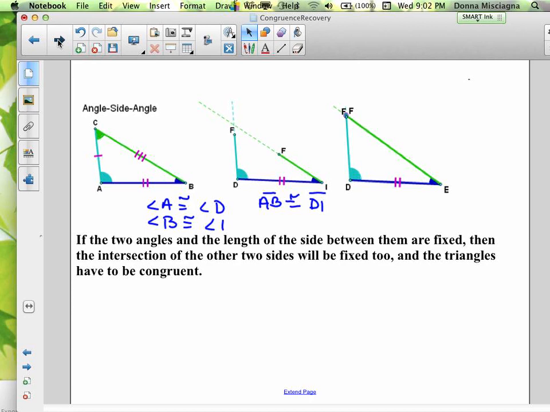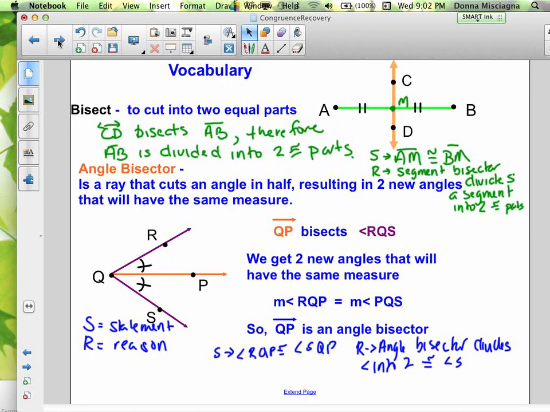So I'm going to be solving a whole bunch of problems with angle side angle and reviewing all of the ones we've learned before, which are side side side and side angle side. But before we do that, a little vocabulary. I left the words up here because they're in the perfect location, and there's no blippies on them. So reviewing a couple words here: bisect and angle bisector.